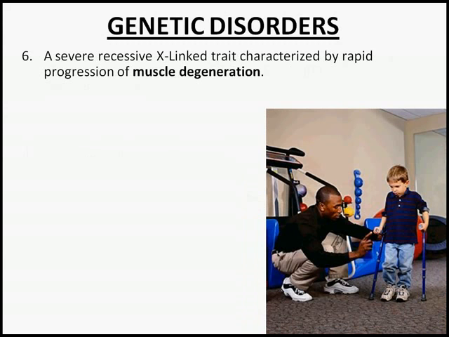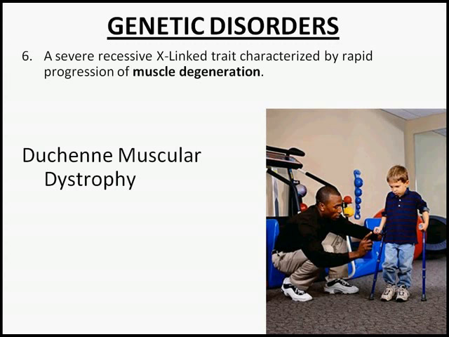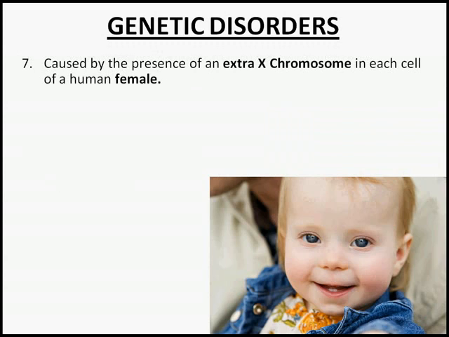The sixth genetic disorder is X-linked recessive and is characterized by a rapid progression of muscle degeneration, meaning the muscles don't form, and even the ones that do form start to lose their function quickly. And you've probably heard of this one, Duchenne muscular dystrophy. This one's pretty common actually, and can be seen in young people and old people too. And this poor little guy's got special training that he's got to go through just to learn how to walk or try to walk.